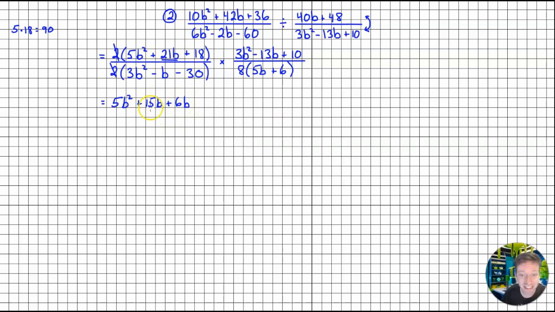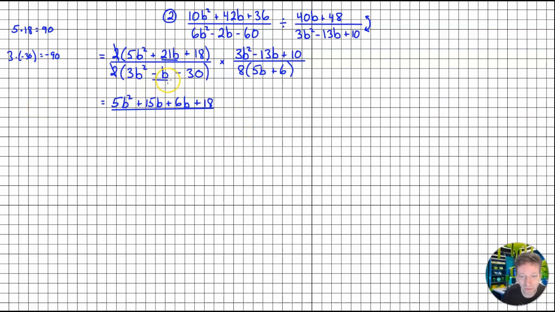Okay, we haven't changed anything because those add to give us 21. So we're just taking a number and splitting it. And then we still have this 18 on the end. Now let's do the same thing for the denominator. 3 times negative 30 is negative 90.